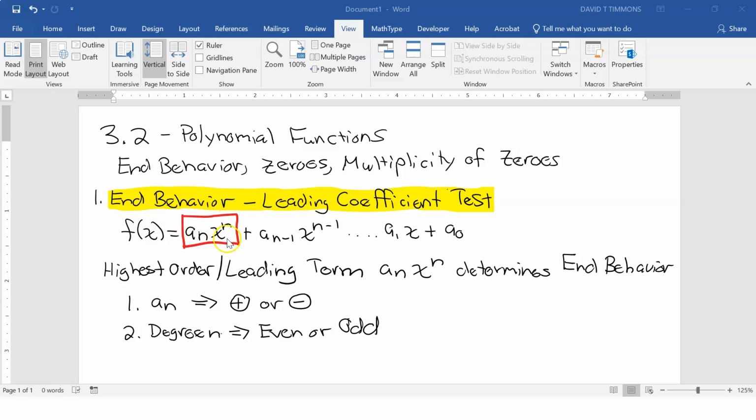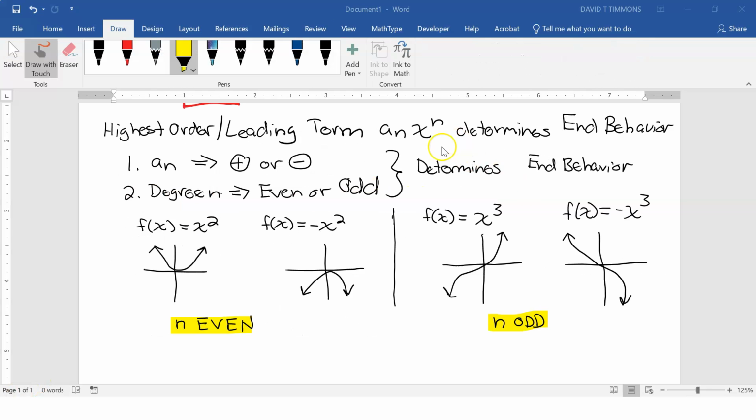Now, for any polynomial function, only the highest order or leading term, a sub n, x to the n, will determine the end behavior of the polynomial function. The other terms are irrelevant. Only the leading term will determine the end behavior. And it depends on two things. Is the leading coefficient a sub n positive or negative? And is the degree of the polynomial even or odd? The combination of whether the leading term is positive or negative and whether the degree of the polynomial is even or odd, that combination will determine the end behavior.